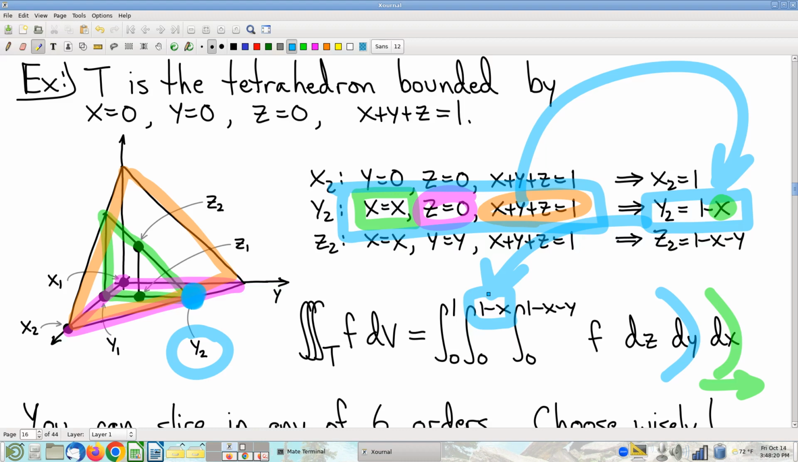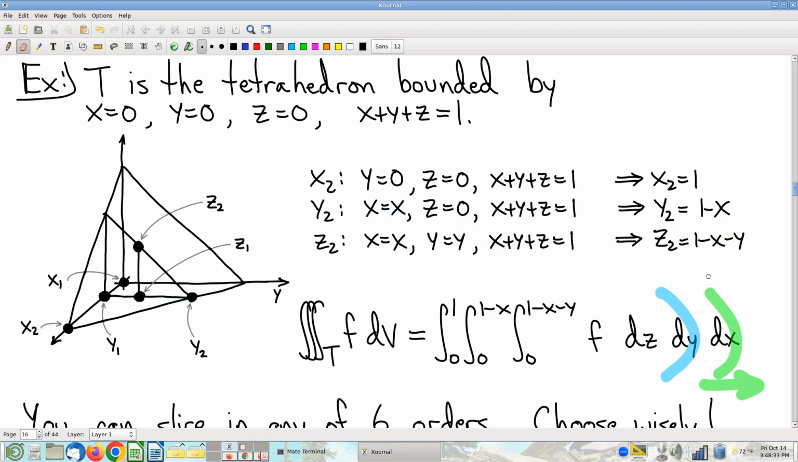Everybody see the process? Again, the specific answers here is not the point. The point is, does everybody see the process and how I'm approaching this? Okay. Alrighty. Last one.